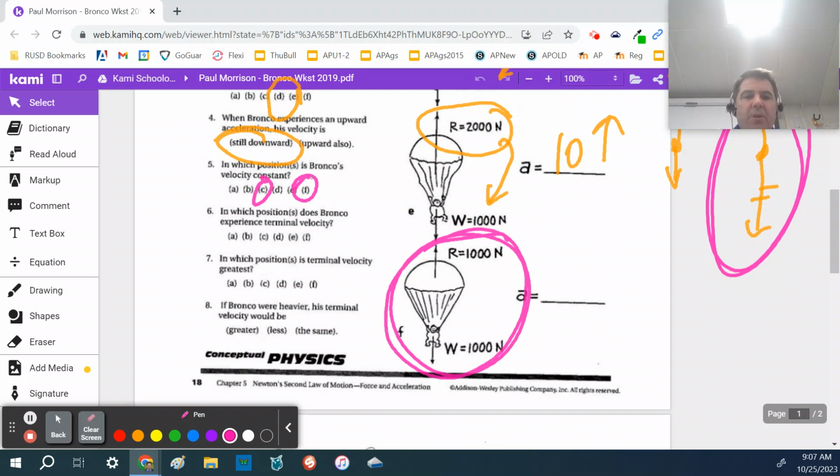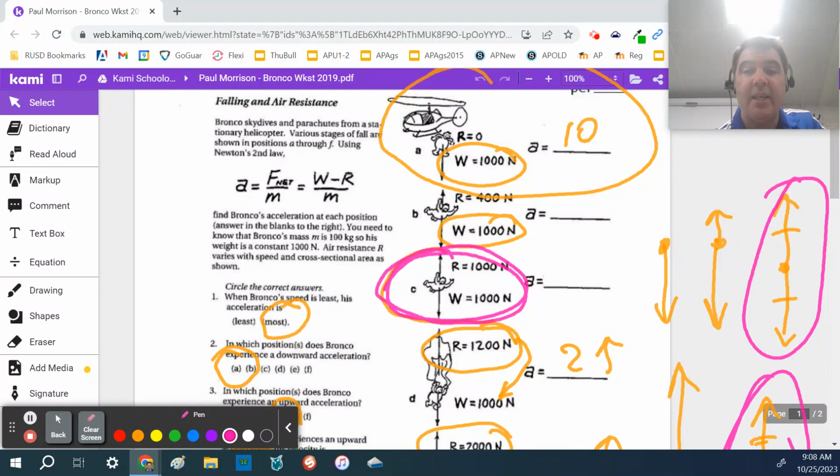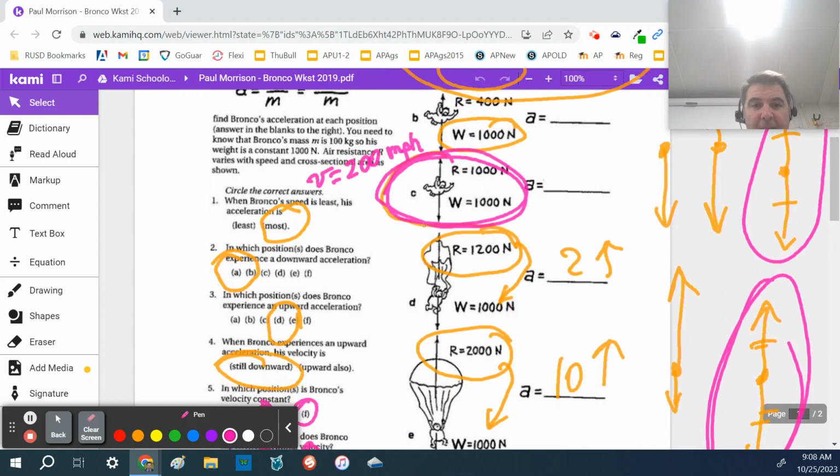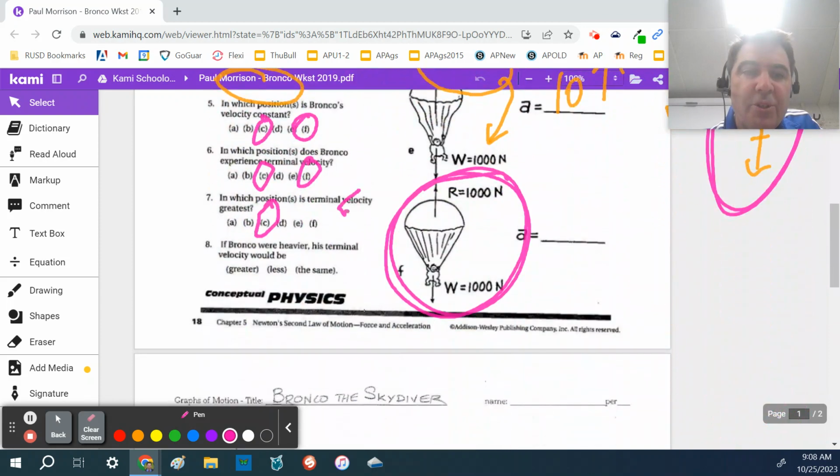Which position does Bronco experience a terminal velocity? It's the same one, C and F. That's a terminal velocity. The difference is the terminal velocity in C is much greater, right? The terminal velocity is the V, not the A, but the V equals about 200 mph. And then the V here, thank you so much for not allowing me to die when I hit the ground, is only 5 mph.